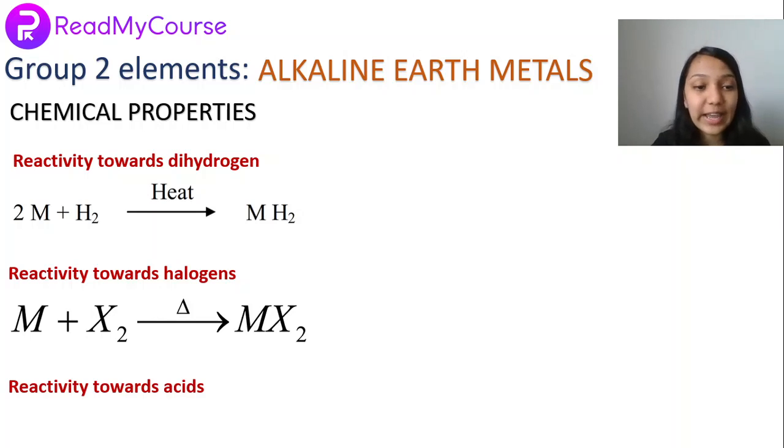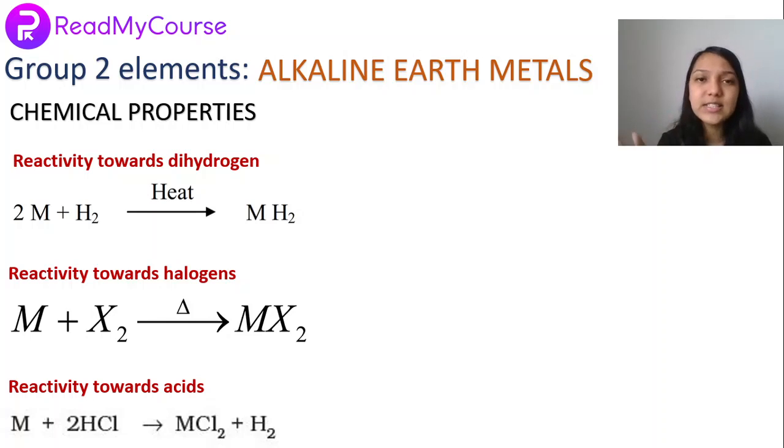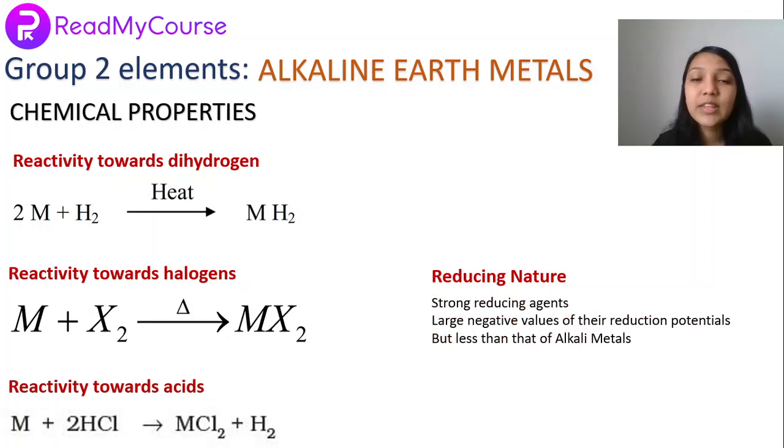Now talking about the reactivity towards acids, these metals, that is alkaline earth metals, readily react with acids and form dihydrogen. Fine. They react with acids and liberate dihydrogen gas. And reducing nature: they are strong reducing agents. Like alkali metals, alkaline earth metals are strong reducing agents and they have large negative values of the reduction potential, but less than that of alkali metals. Fine. When compared to the alkali metals, it's less.